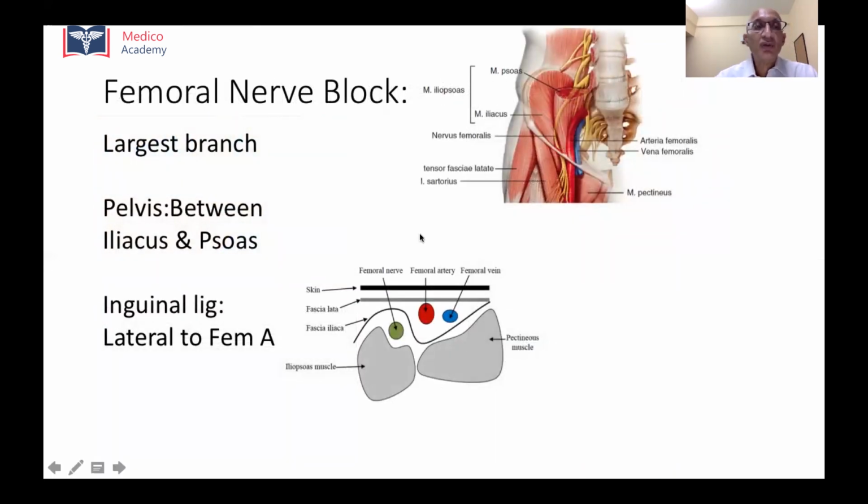Coming to femoral nerve block, the femoral nerve is the largest branch of the lumbar plexus, and as it travels in the pelvis between iliacus and psoas, as you can see here, at the level of inguinal ligament, it is lying lateral to the femoral vessels, but remember, it is not in the same fascial plane. It is separated from these vessels by this fold of fascia, and it is lying in a sulcus on the iliopsoas muscle.